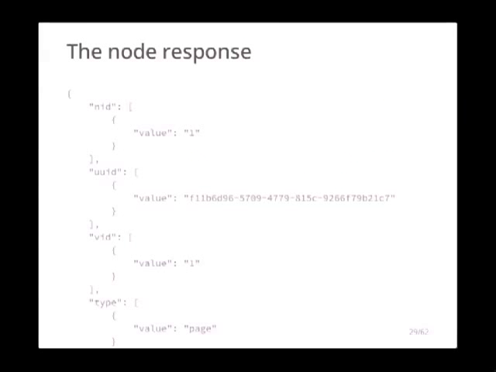And what does that look like? That's just a small part of the response. So you have all the node properties that we know, the node ID, the title, fields, and you have the values in there. So the structure is pretty simple and pretty obvious where you can get your data.